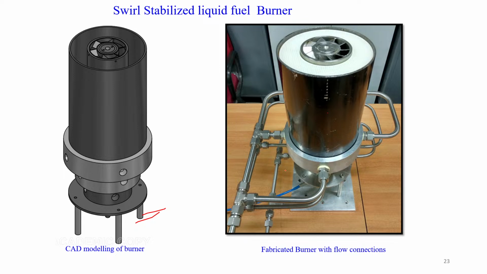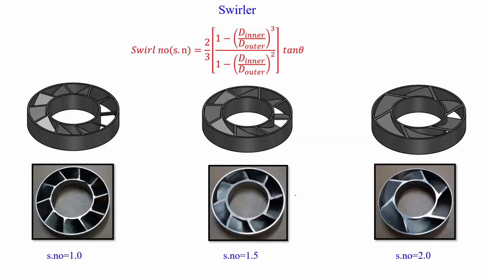Here we have three different air connections. This one is for the atomizer. The second one is for the swirler, and this one is for the co-flow arrangement. Here we can see the swirler, and this is the injector. The blue color is for the liquid fuel line.